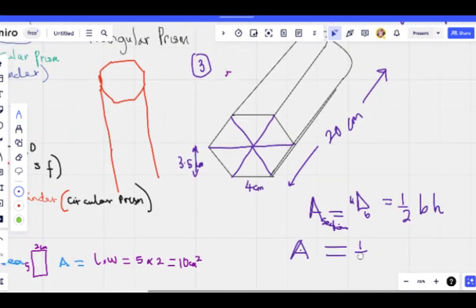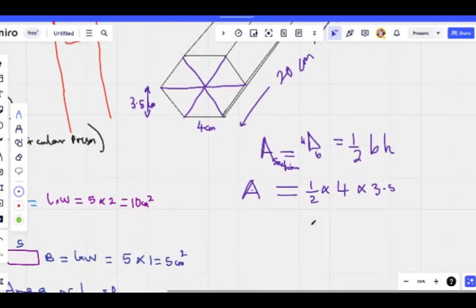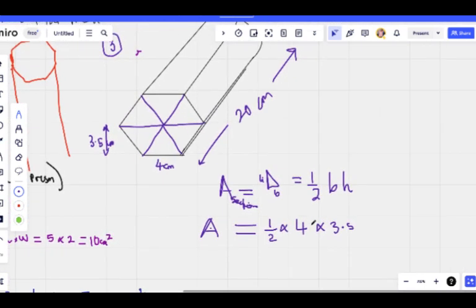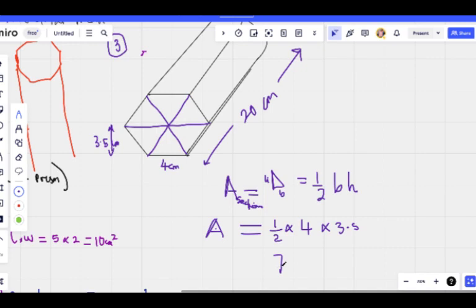The base is 4. You see the base, right? Half times 4 times 3.5, because the height of the one triangle is 3.5, the vertical height. So half of 4 is 2. 2 times 3.5 we get 7. So the area of one triangle is 7 centimeters squared.